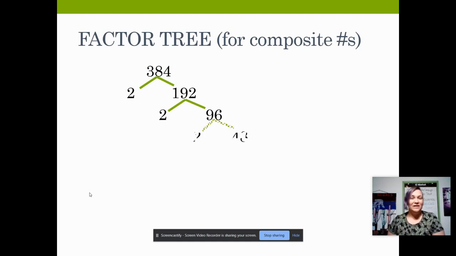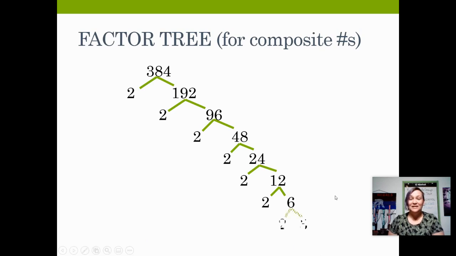96 is also even, so I can divide by 2 again. Look, I'm getting a nice long list of the number 2. 48 is also even, I can divide by 2 again. 24, we've got another even number. 12, another even number. And 6, another even number.